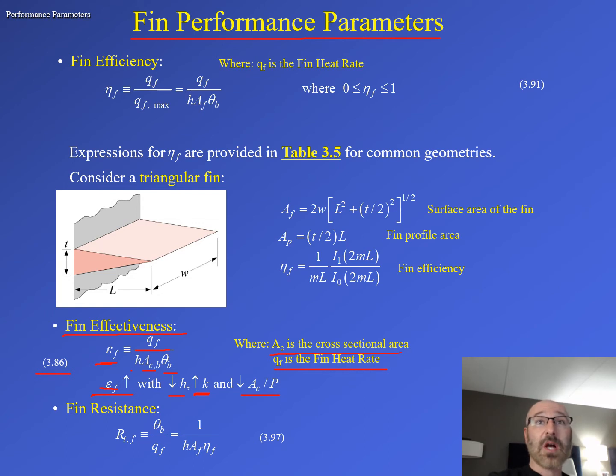Now, the next thing I want to talk about as far as our performance parameters go is our fin resistance. This is given by equation 3.97 in our textbook, where our fin resistance is R sub T comma F, and this is given by theta sub B over Q sub F. You can plug in a relationship for this, which is equal to 1 over H times A sub F times our fin efficiency. So using this expression from up above, we plug in for that and get the relationship that we see here in 3.97. If we've already calculated or know our fin efficiency, we can get our fin resistance with the additional H and A sub F values.